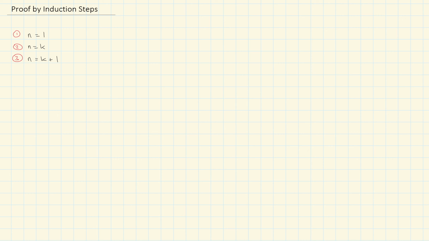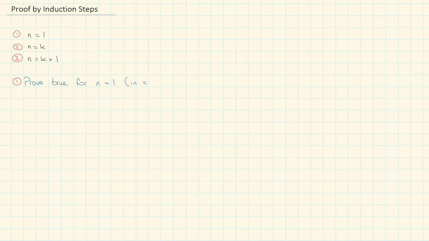k plus 1. So the best way to lay it out, you'll have step 1 first, and we're going to prove true for n equals 1. And then you'll go and sub in anywhere you see n, you replace it with 1 and it'll work out, and that's fine.